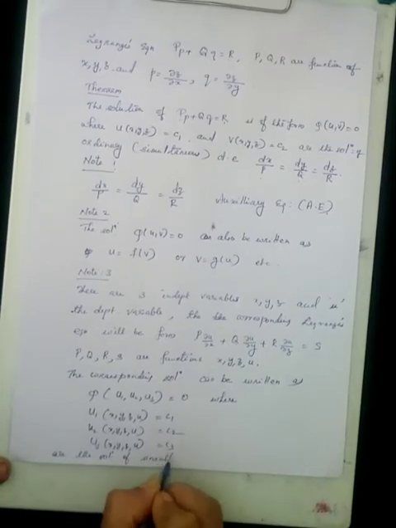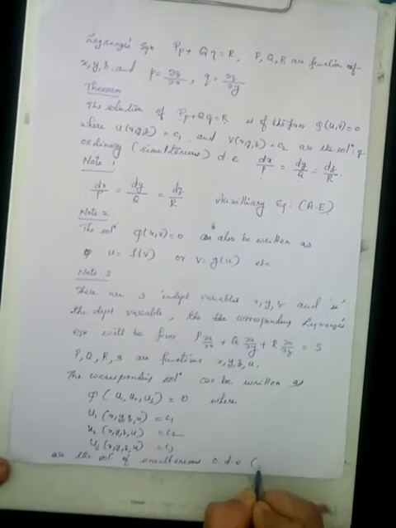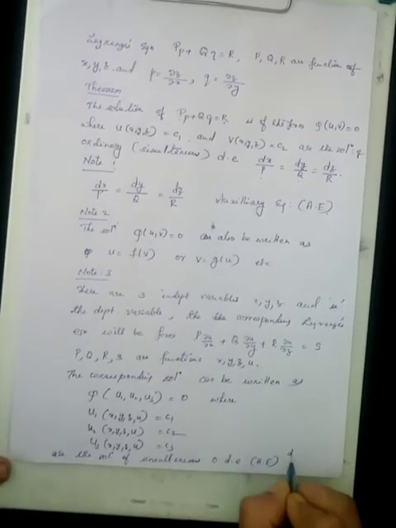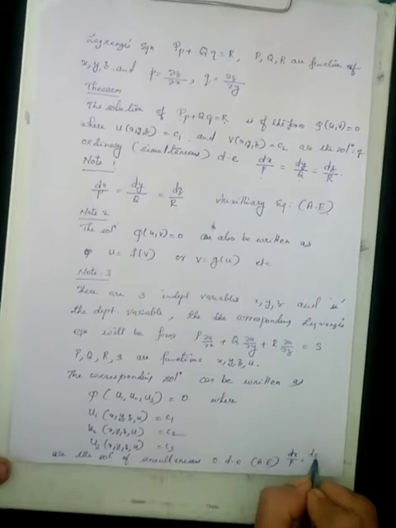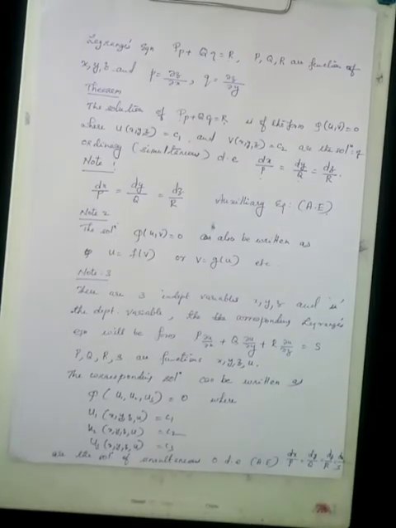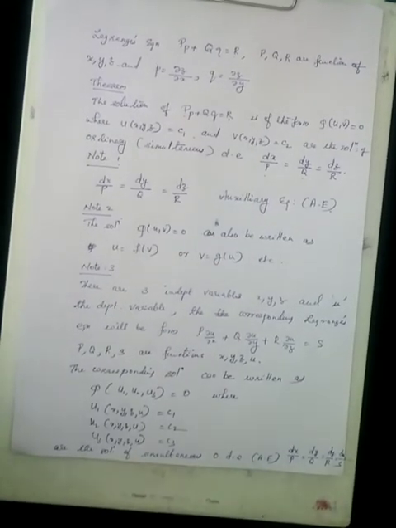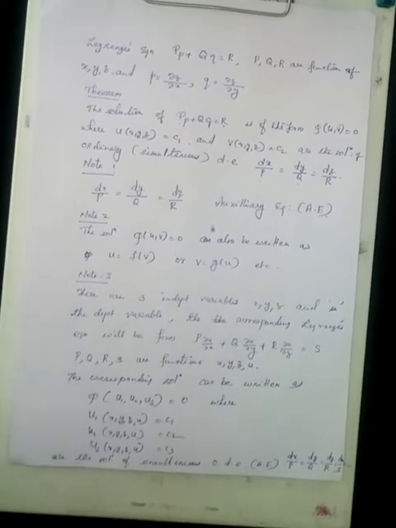simultaneous ordinary differential equations called our auxiliary equation dx/P = dy/Q = dz/R = du/S. It can be extended to any number of independent variables. So these are the important points to be remembered when we are solving Lagrange's equation.